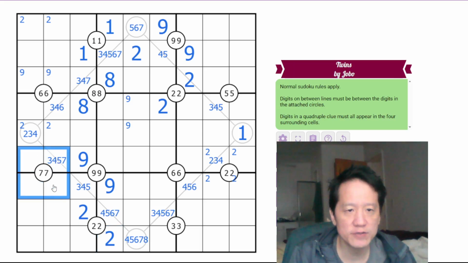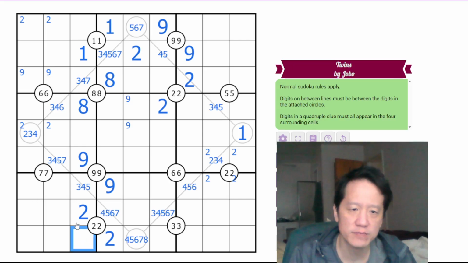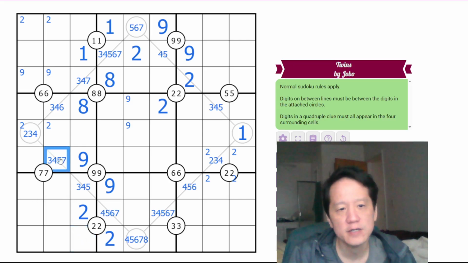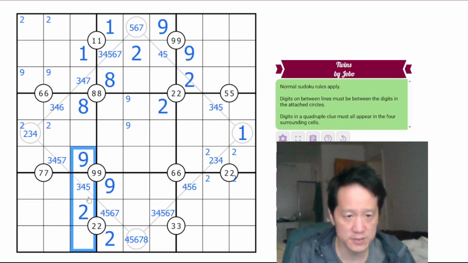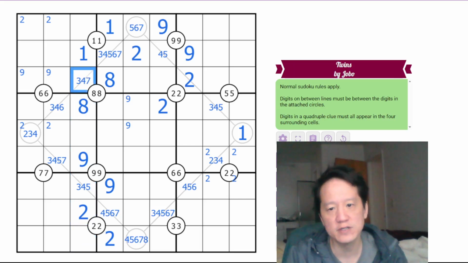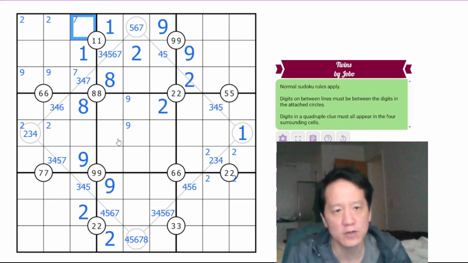The 7s are both here, which means this could be 7. No, it cannot. These 7s appear in this box and this box. So the rest of this column cannot contain a 7. So 7 does have to be either here or here.